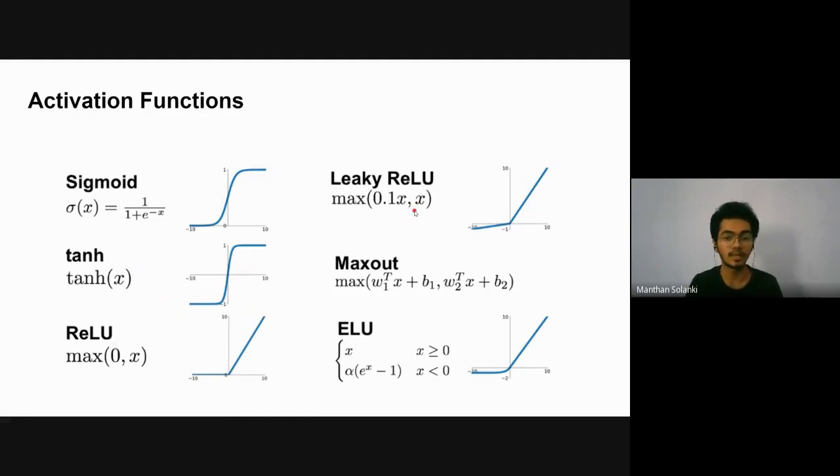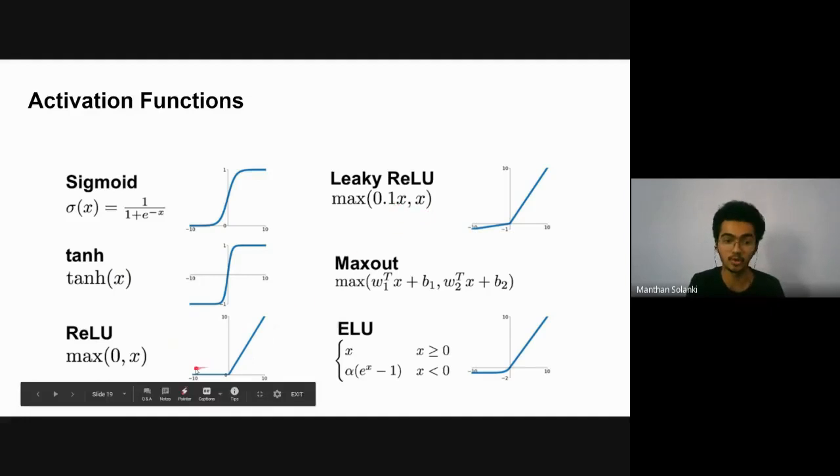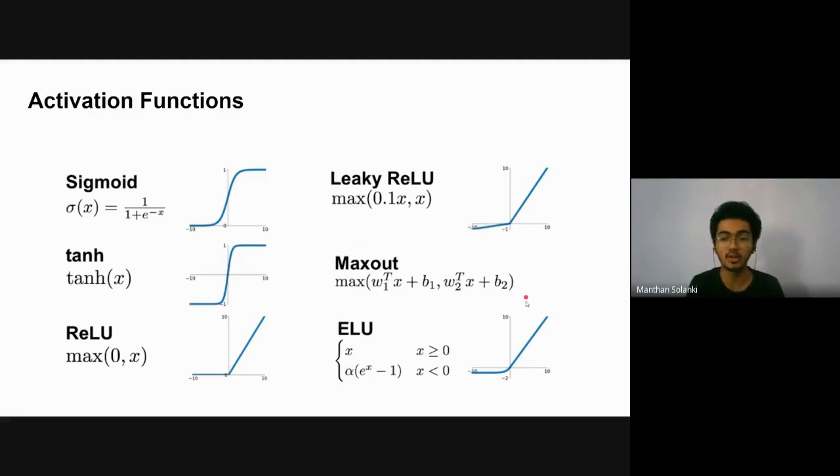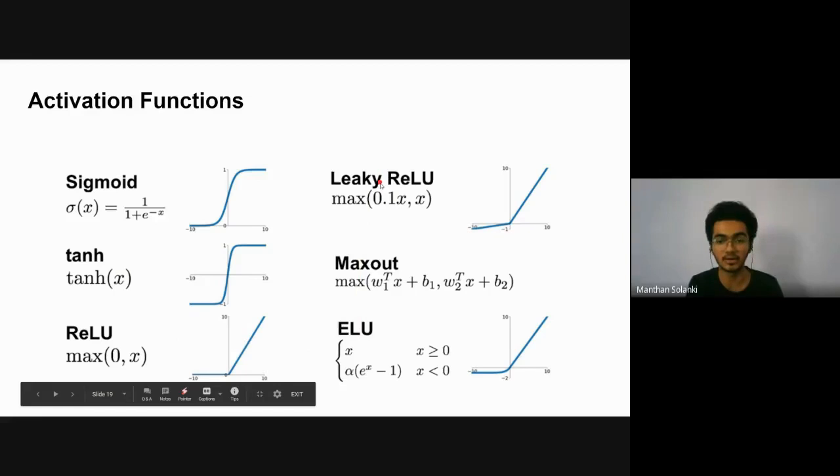Then we have the leaky ReLU, a slightly better version of the ReLU, where we calculate 0.1 times x for negative values and x otherwise. So rather than putting 0 for negative values, we get slightly better negative values. Then there is Maxout, which takes the maximum value from any features, and ELU, which is also similar to the leaky ReLU but with conditions.